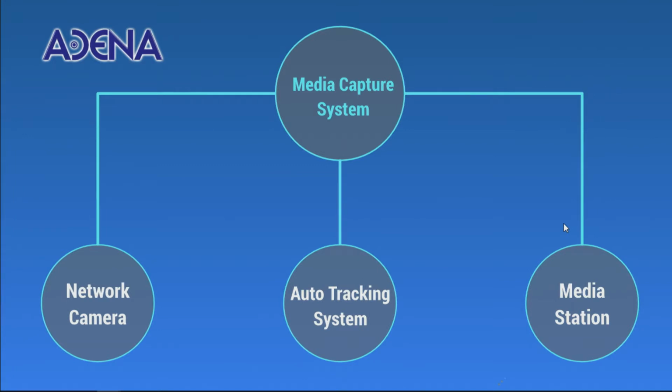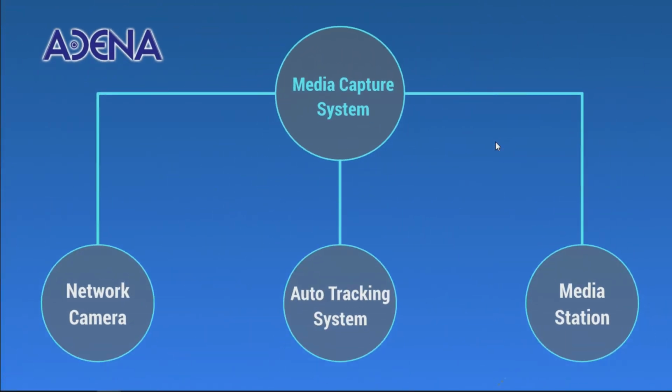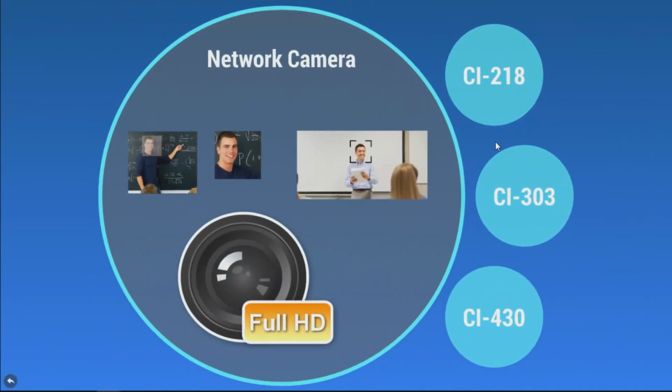So as I was saying, the presentation is called Media Capture System. The Media Capture System solution is composed basically of three different parts, which are network camera, media station, and the auto tracking system. Now, I'm going to talk briefly about each one of the parts. First, let's start with the network camera. So our network cameras are all Full HD, all have the autofocus function, and all of them have optical zoom.